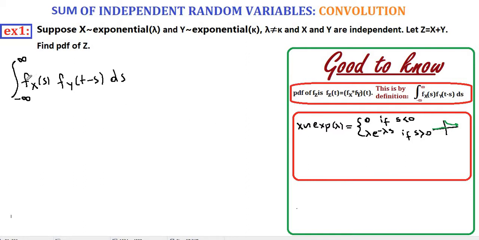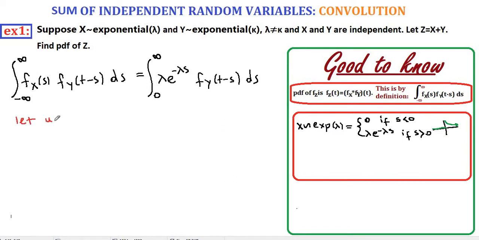Now we're going to replace fX(s) with the density function lambda e to the negative lambda s, and we're going to change the limits of the integral to 0 to infinity because the function is supported from 0 to infinity. So we can change the limits of integral from 0 to infinity instead of negative infinity to positive infinity, and fX(s) will be lambda e to the negative lambda s, and we have fY(t minus s) ds.